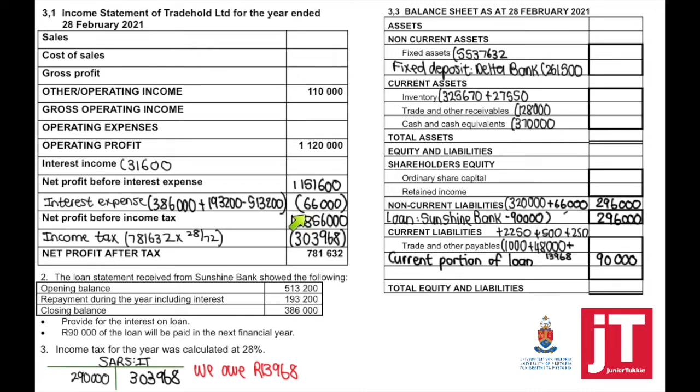We've also calculated the interest expense. This means we can now calculate the net profit before interest expense. We calculated the net profit before income tax. We've calculated the interest expense. Now we can calculate the net profit before interest expense by simply adding the interest expense to the net profit before income tax, and that equals the net profit before interest expense.